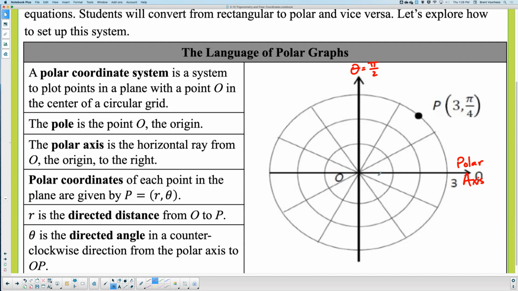Now, check this out. You see how this has the number 3 here? Why do you think it has the number 3? Because it's 3. What do you mean? What's 3? Not 3 pi. It is 3. This outside circle is 3 if you count from here, which we're going to call the pole. So draw an arrow to that. The origin is called the pole.